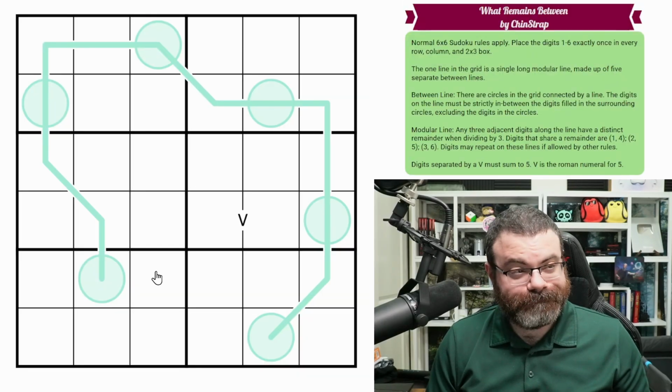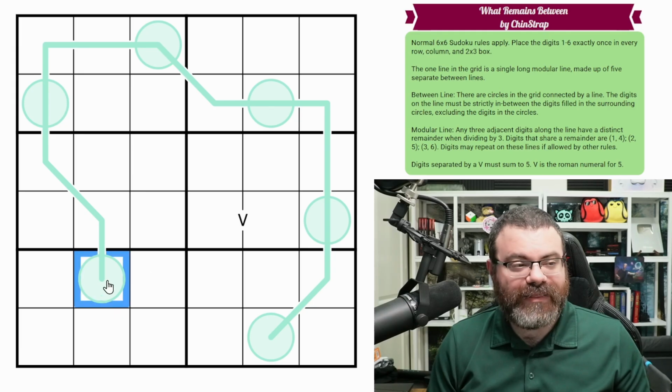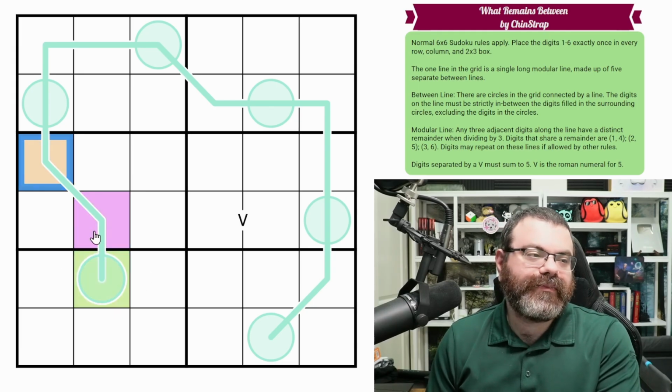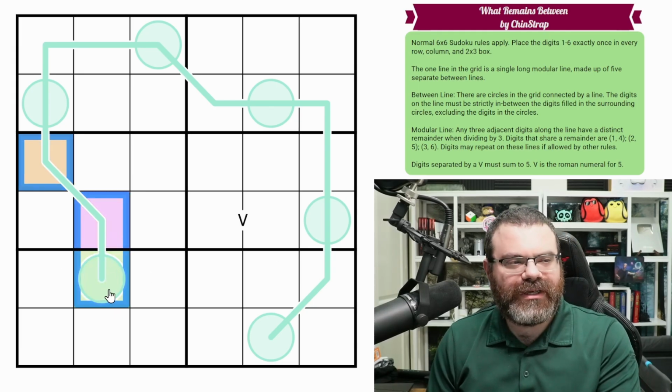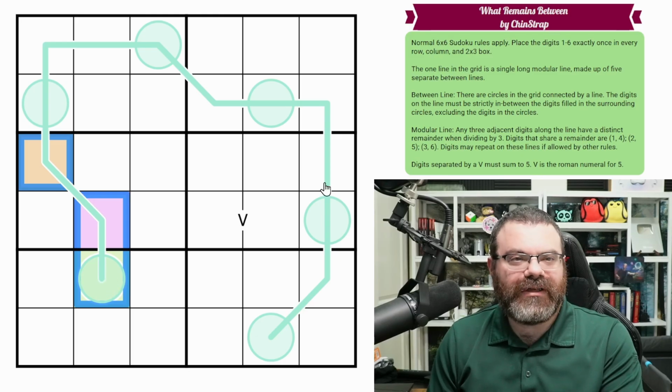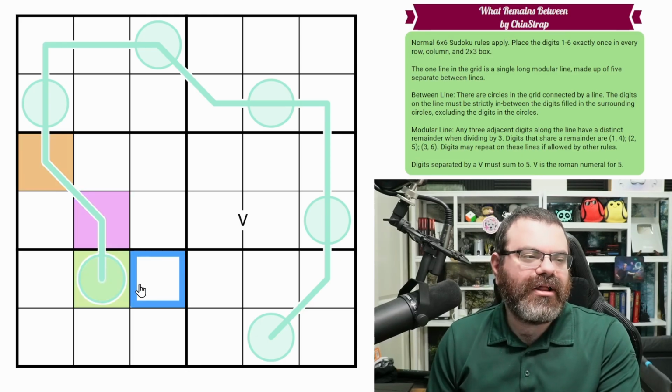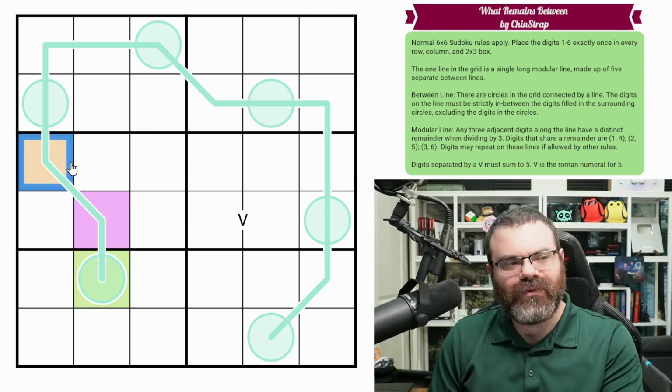Okay. How do we want to get started? I think I want to color first. So what have I done here? Well, this group of 3 here has one of each of the modular groups, and I'm going to color them. I'm going to say whatever this one ends up being, that's our green group. This is our purple group. This is our orange group.